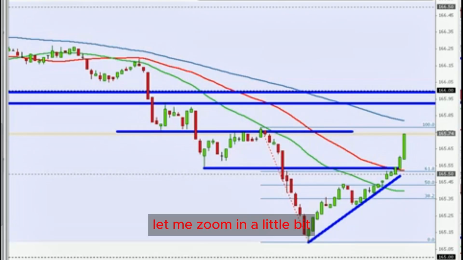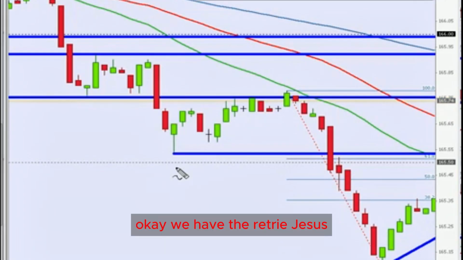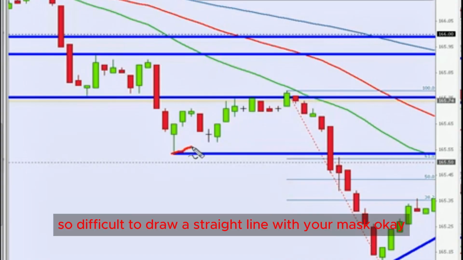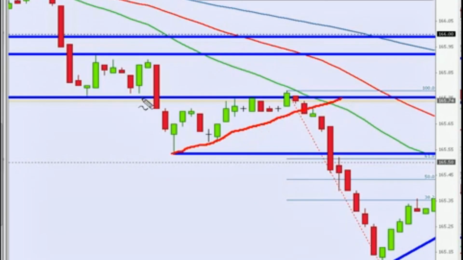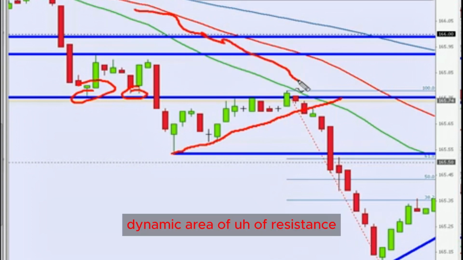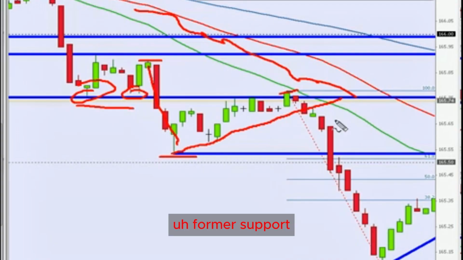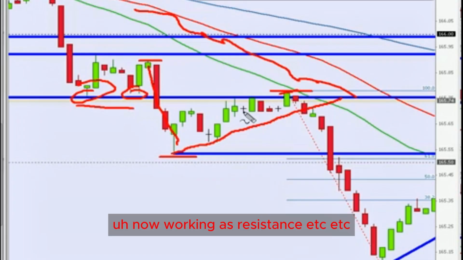But let me zoom in a little bit. I don't know if you guys can see that properly. Jesus, so difficult to draw a straight line with your mouse. Okay, like I was saying, previous double bottom, okay? Dynamic area of resistance, 50% Fibonacci of the whole swing down right there, okay? Former support, now working as resistance, etc.